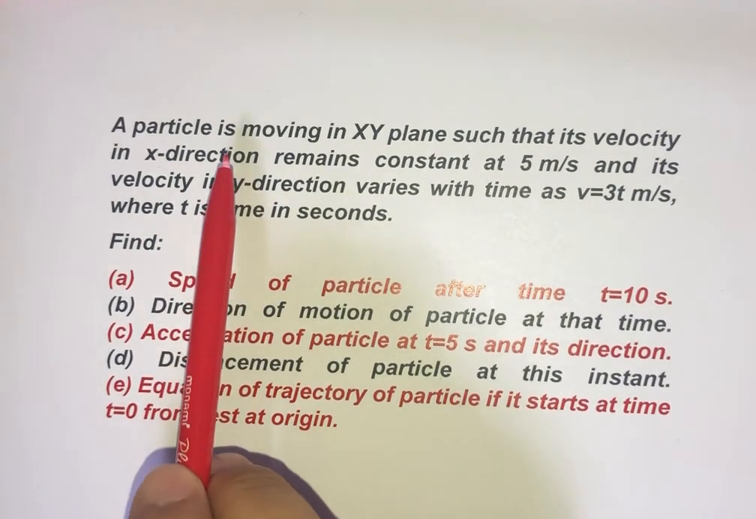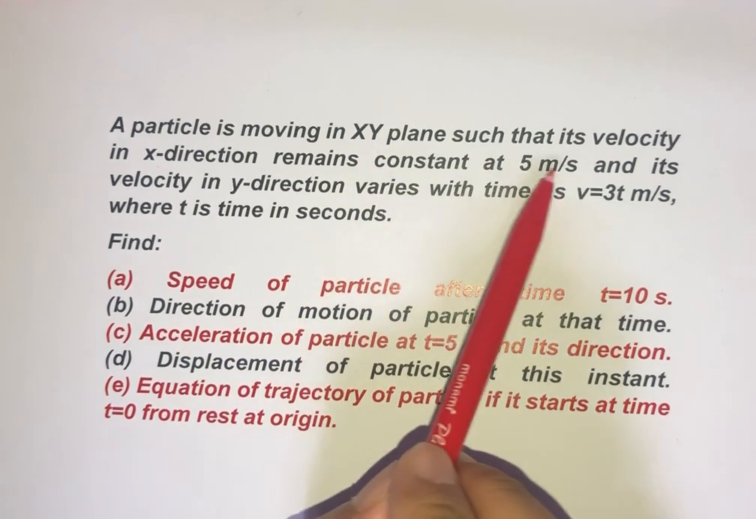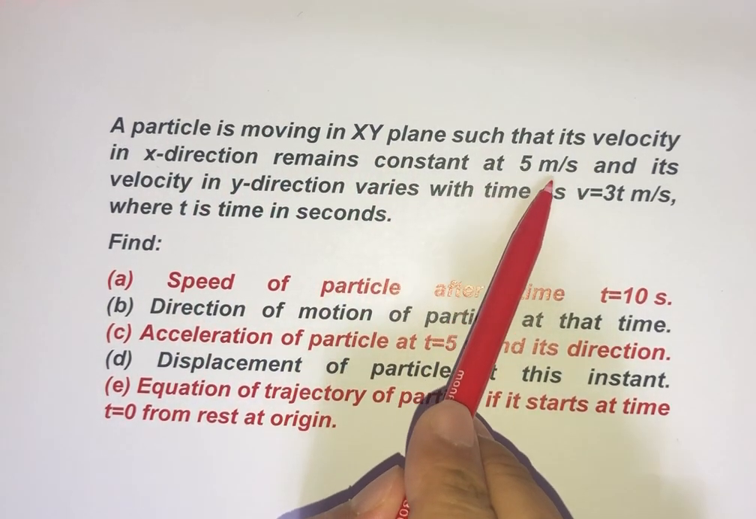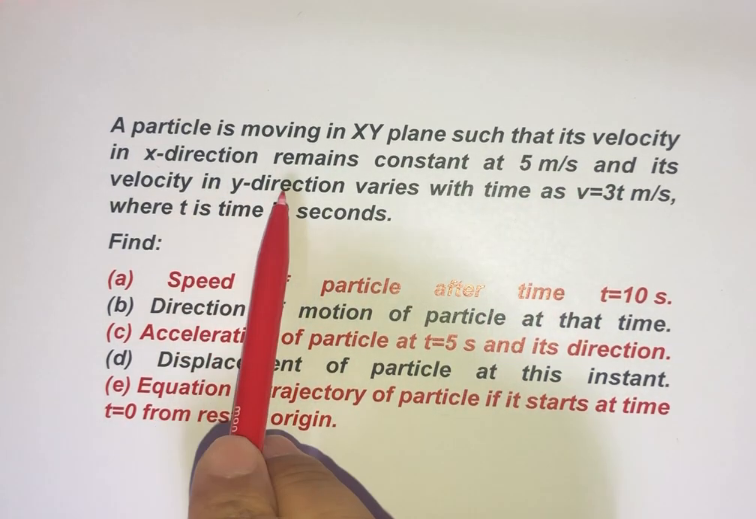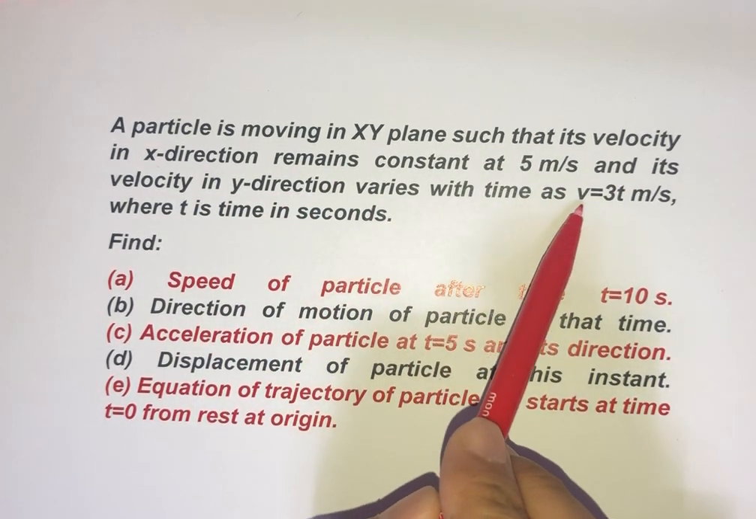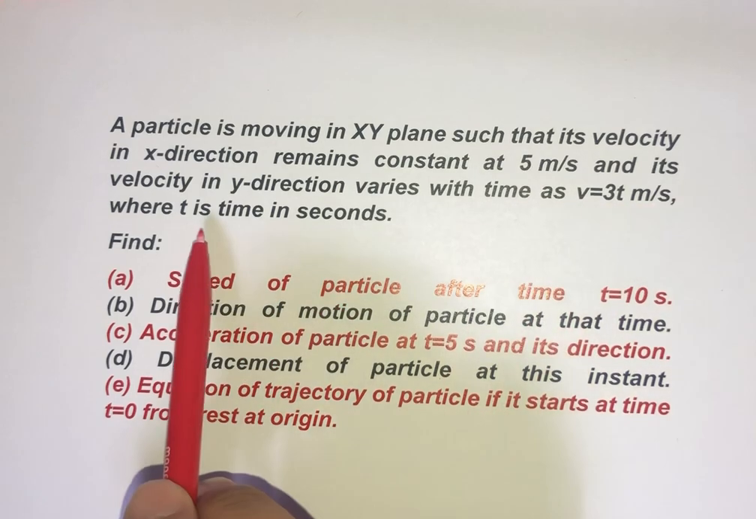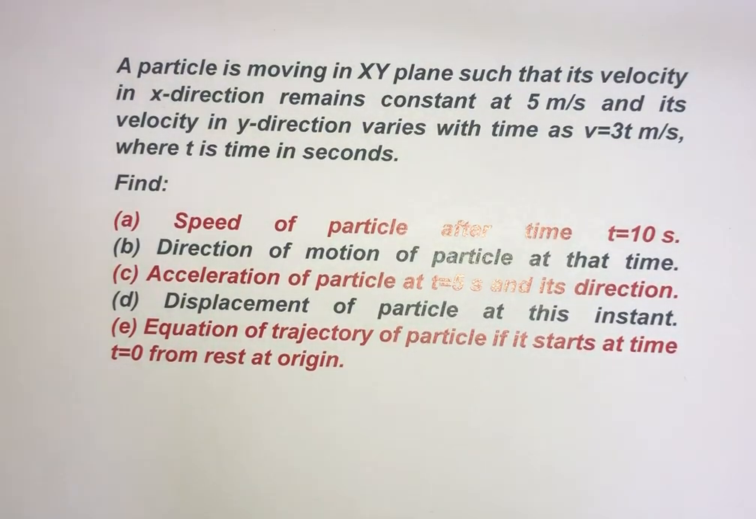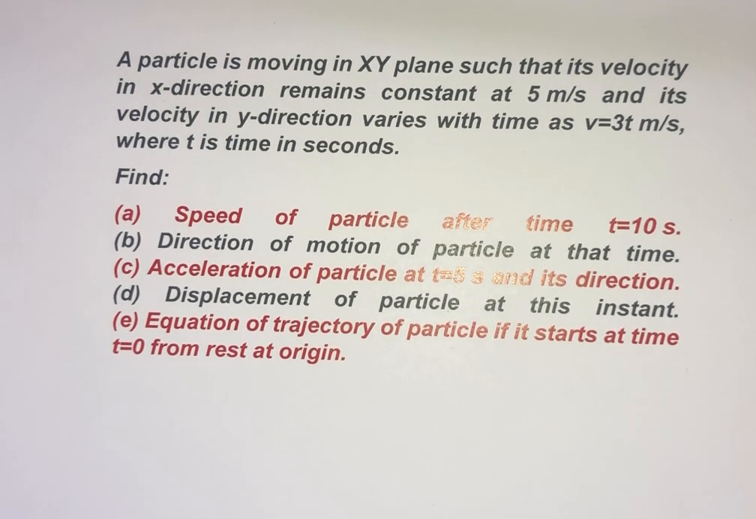So this is the question: a particle is moving in the xy plane such that its velocity in x direction remains constant at 5 meter per second, and its velocity in y direction varies with time as v = 3t meter per second, where t is time in seconds. So in this case we have to find these four things. First is the speed of the particle after time t.